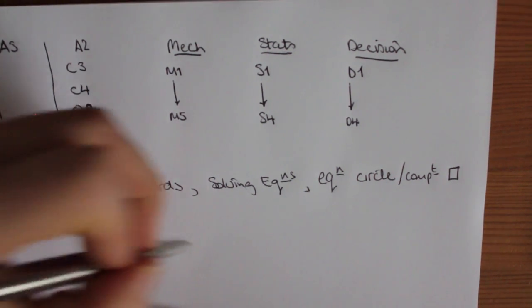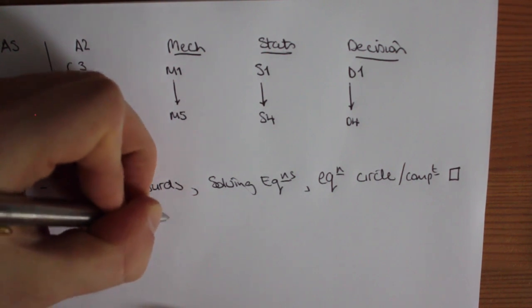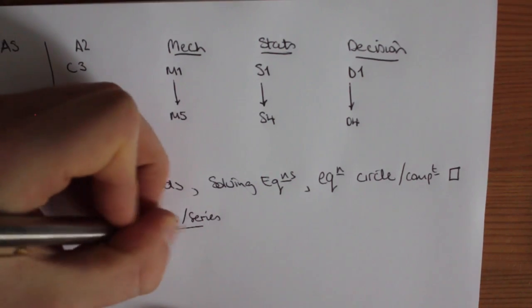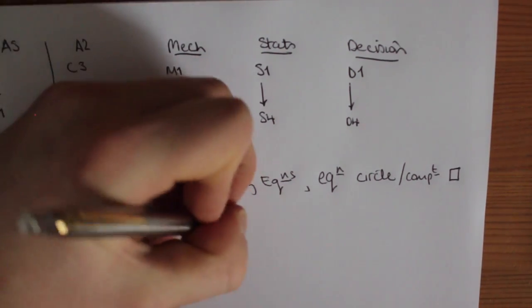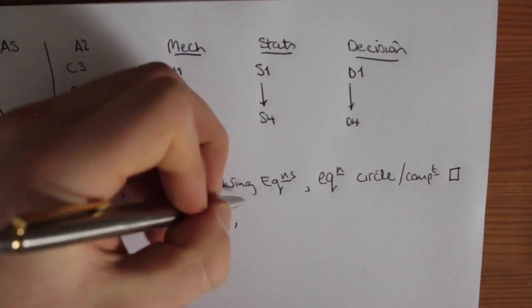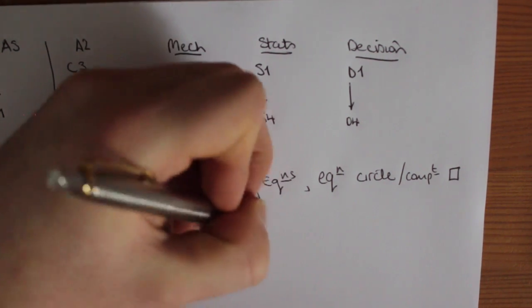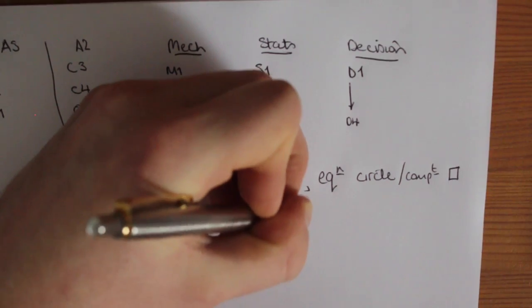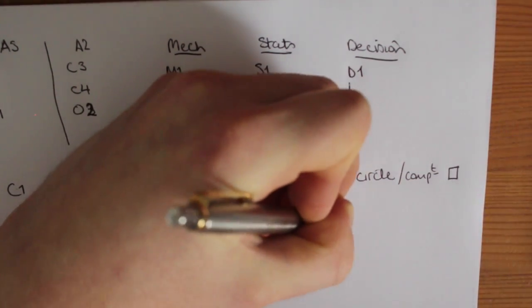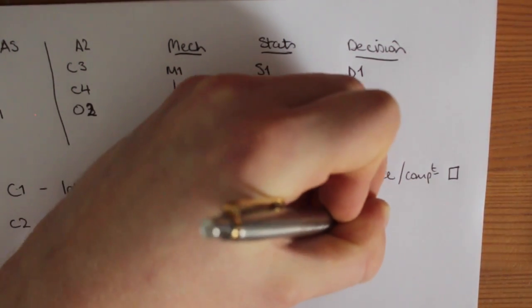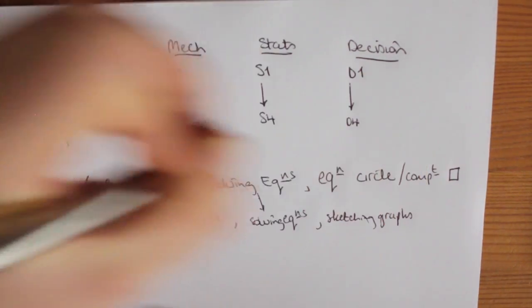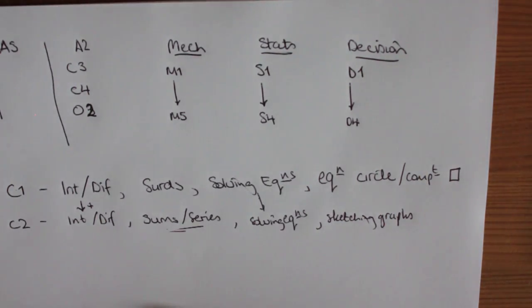Okay, now in Core 2, we'll be building upon this. We'll also look at sums and series. Lots of formulas to remember here. We'll complicate more equations, so solving more equations. We'll be sketching graphs. And that should be about it, yeah.